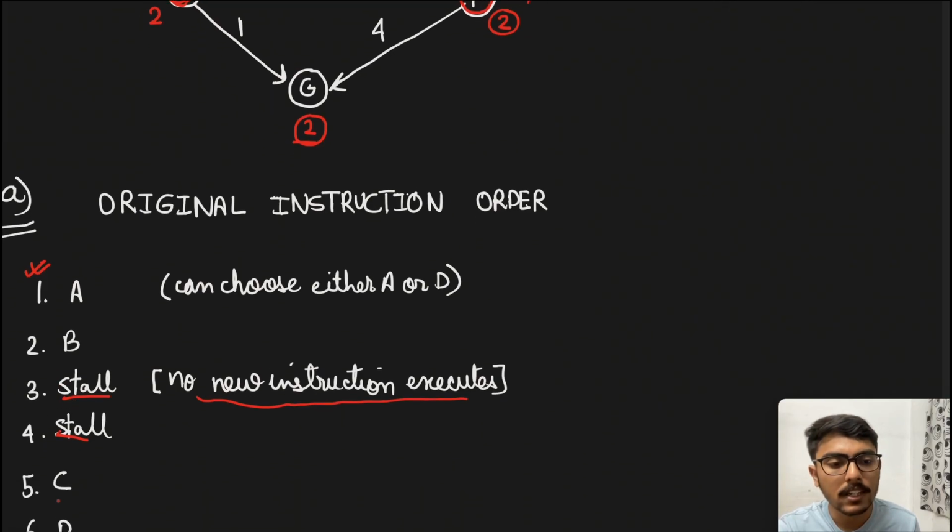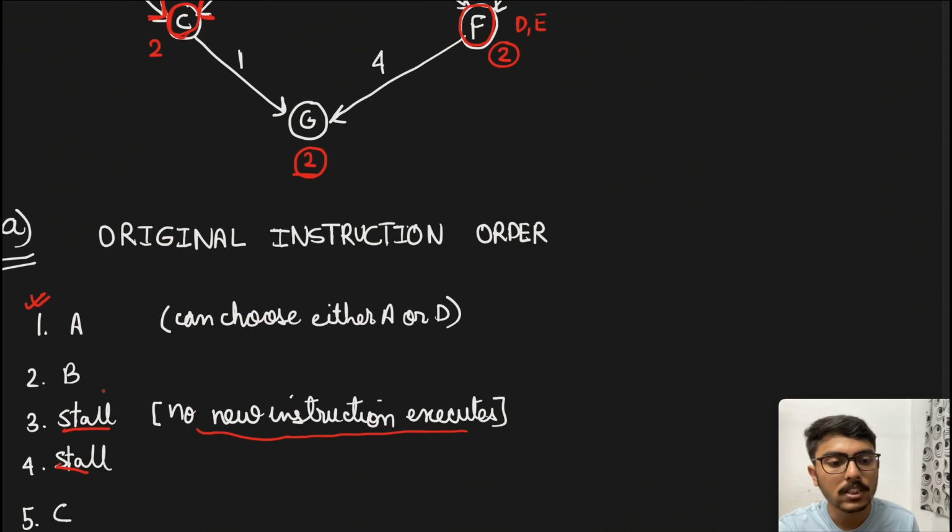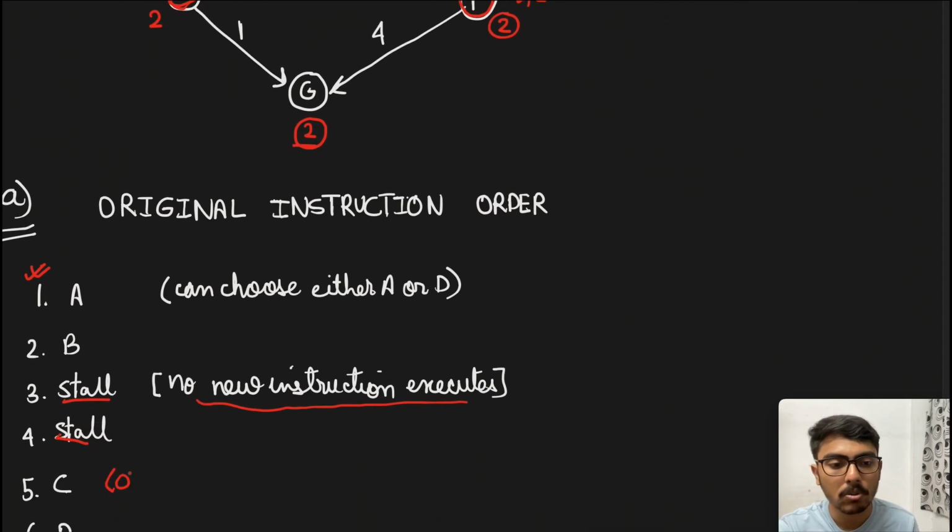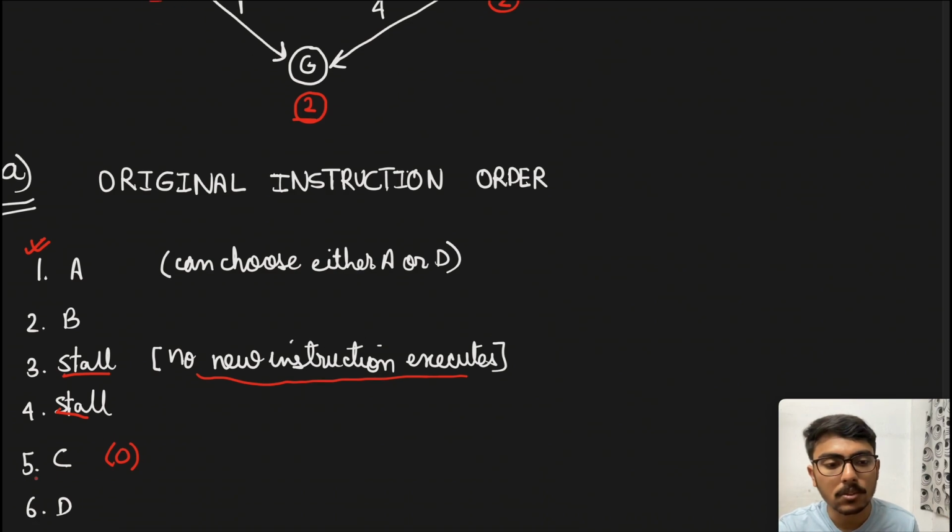Once it is done, then we will execute C. Now since the dependency of C has become 0, right, both the variables on which it was dependent have been executed, and now it's available to be used. So now we execute C.